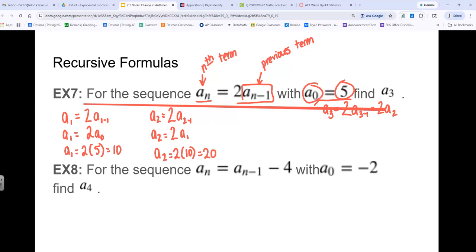And then I'd really already started a sub 3 over there. A sub 3 would be 2 a sub 3 minus 1. That's a sub 3 equals 2 a sub 2. A sub 2 was the last one we just found, which gives me 2 times 20, so I get 40 for my answer.